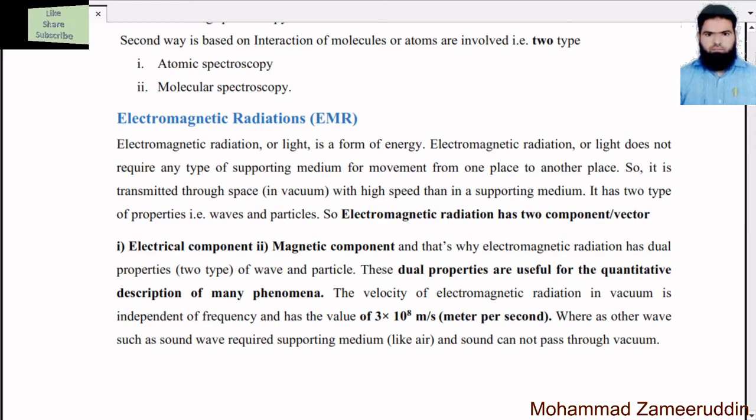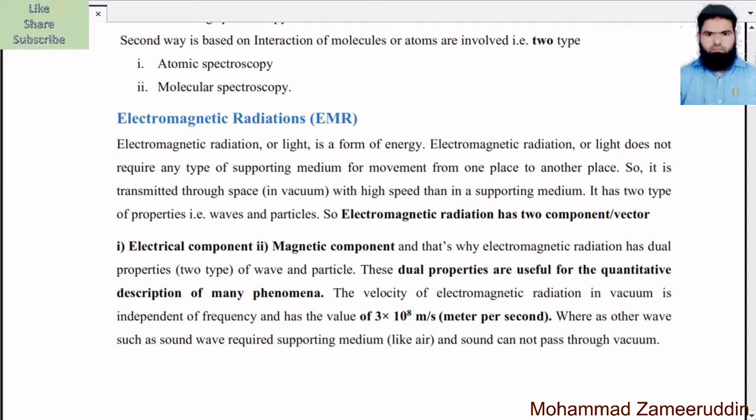Now, what are electromagnetic radiations? So, students, electromagnetic radiation, or simply light, is a form of energy. We all know that light is a form of energy. It does not require any type of supporting medium to move from one place to another. Since radiation requires no matter, it can travel in any space. It is transmitted through vacuum at a higher speed than in a supporting medium.